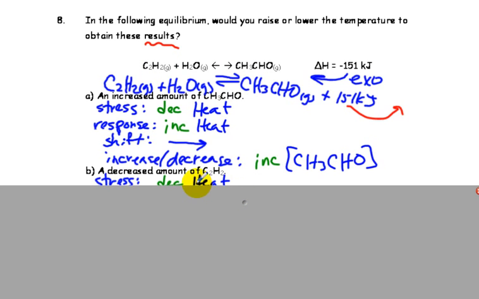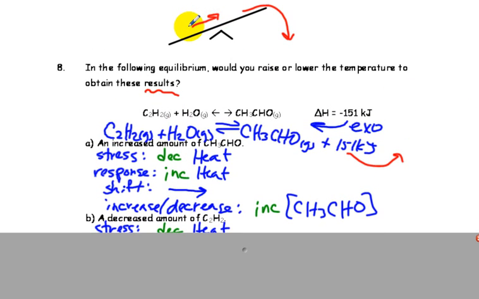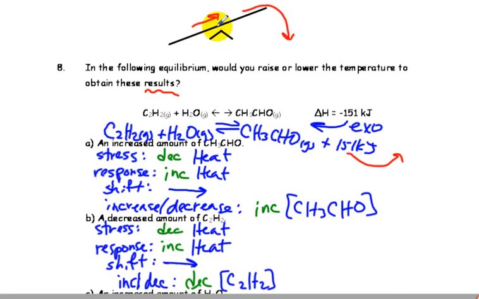Now if I want a decreased amount of C2H2, so if I want this to go down, oh, that means I'd want to shift away from it. I'd want it to be used up. So guess what? It's the same as the previous question. If I decrease heat by taking it away, the system says, oh, we have to replace the heat. Let's go in the direction that does that. And it would move to the right, which would use up C2H2.